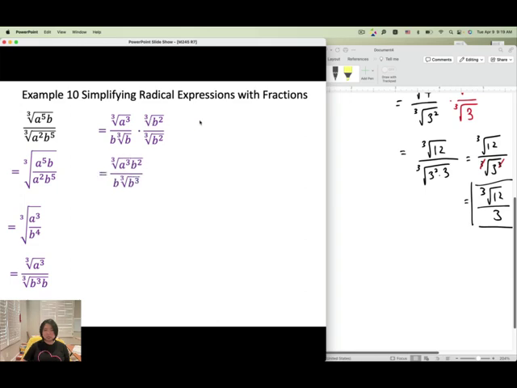Okay, one more step. On the top, both of them have a cube root, so you could combine them. And then this one, we cancel out, I have one more b here. So b times b, which is going to be b squared.